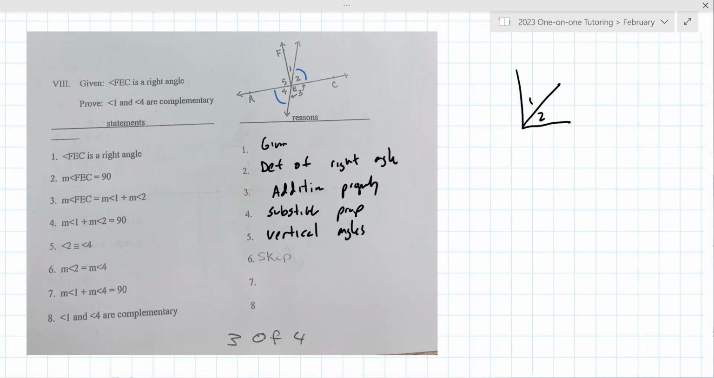All right, so we're skipping 6, but then, where do we go from 6? They're saying the measure of angle 1 plus the measure of angle 4 is 90. Basically, they're going from 4 to 7 here, and instead of 2, 2 becomes 4 through the substitution.